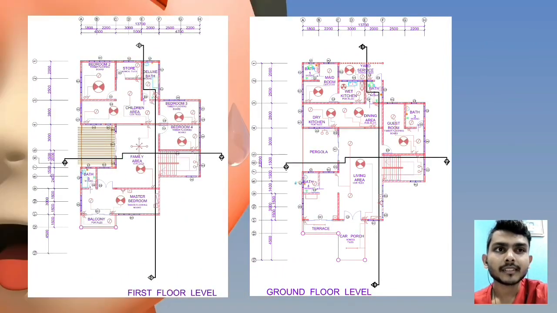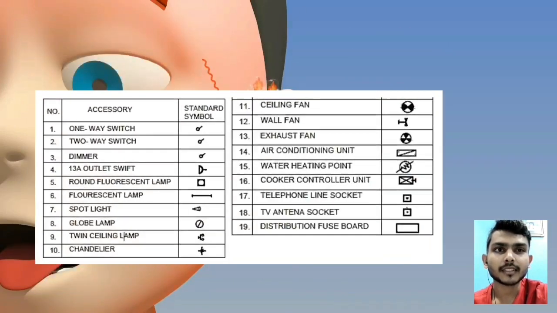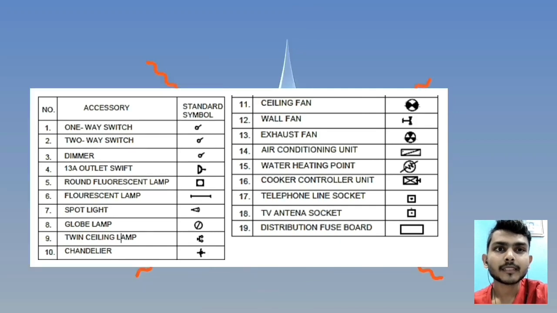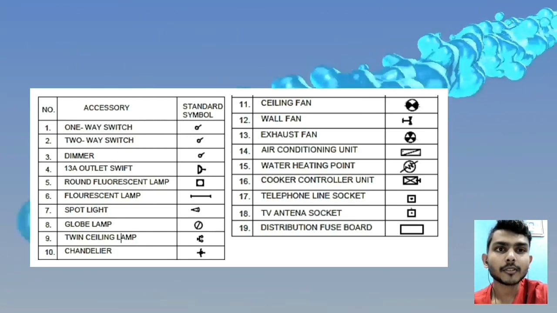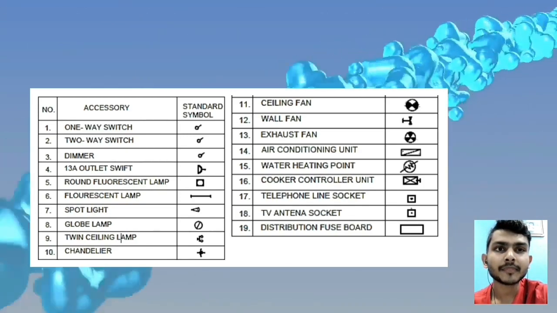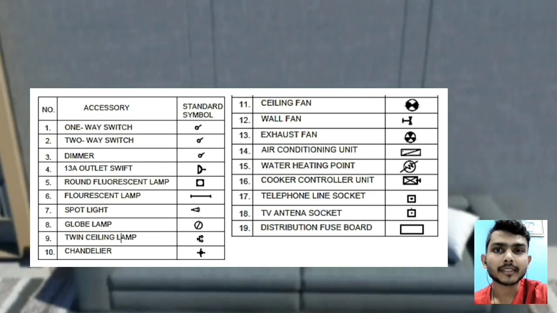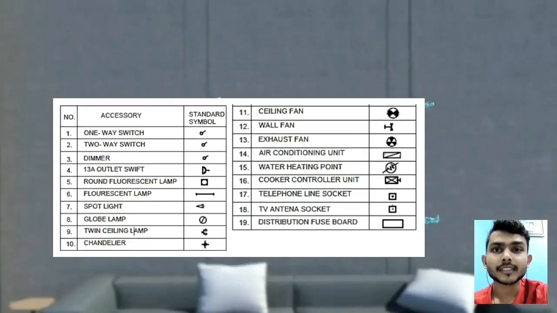So our plan is shown in the diagram below. These are the electrical equipment that has been installed, which are the ceiling fans, one-way switch, two-way switch, dimmer, 13A outlet switch, fluorescent lamp, globe lamp, twin ceiling lamp, chandelier, wall fan, exhaust fan, aircon unit, water heating point, TV antenna socket, distribution fuse board, and telephone line socket. So as you can see in both plans, that's the electrical distribution part. Thank you.